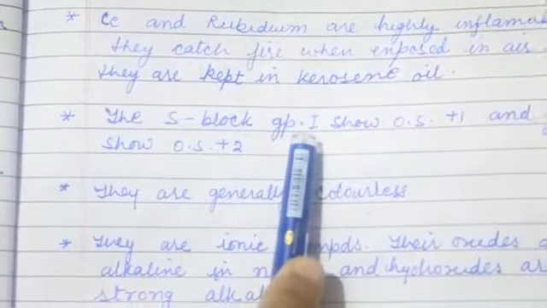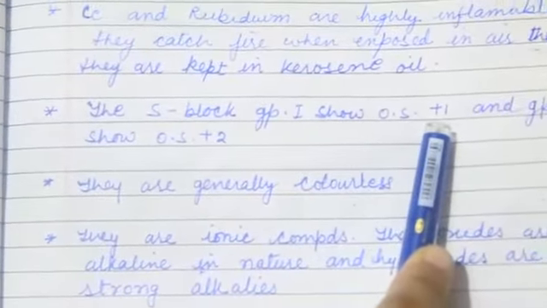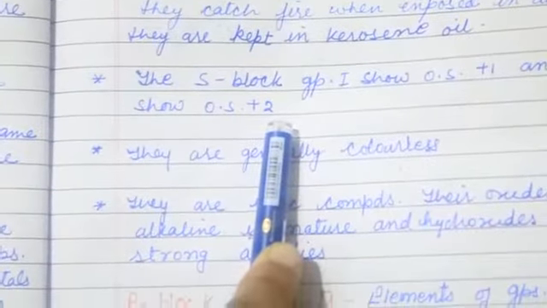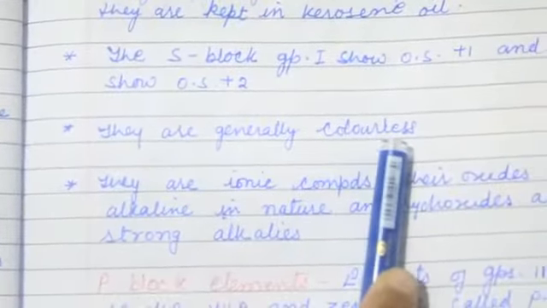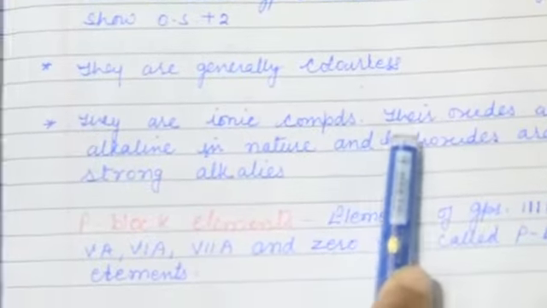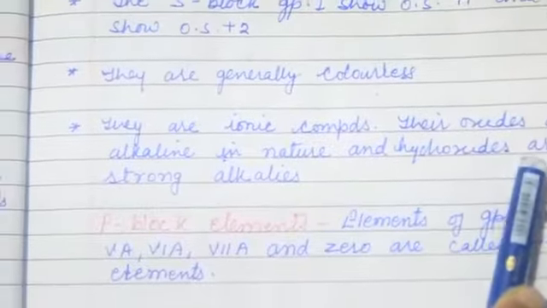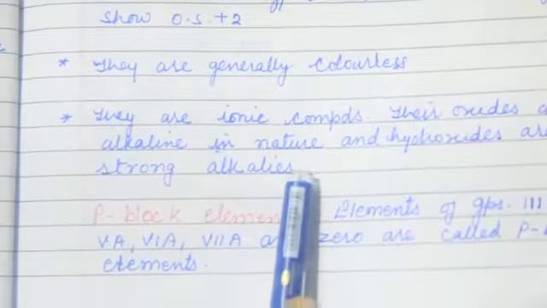Now, the S block group first shows oxidation state +1 and group second shows oxidation state +2. They are generally colorless. They are ionic compounds. Their oxides are alkaline in nature and their hydroxides are strong alkalis.